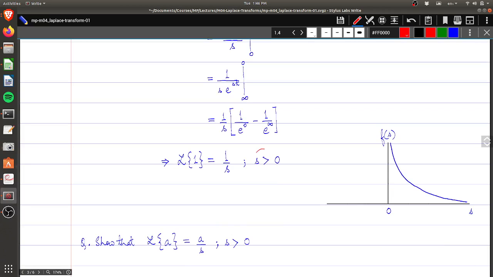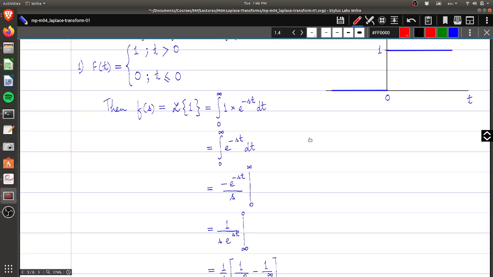And for this, the condition, the s naught value, remember, we were talking about the existence, there is some constant s naught.